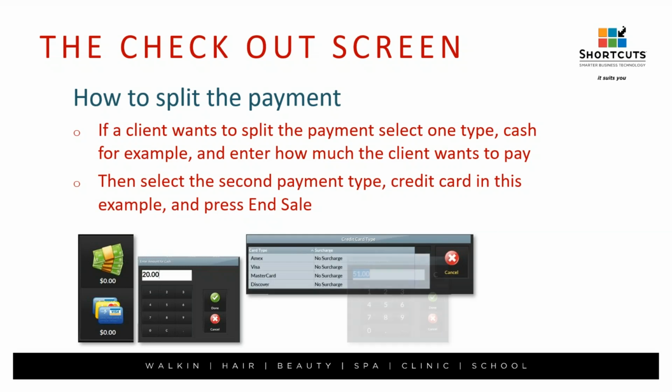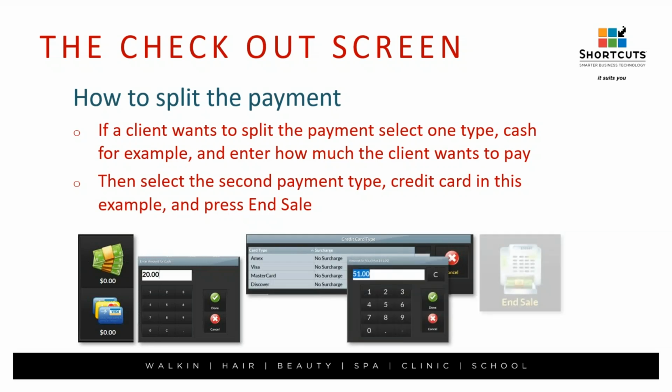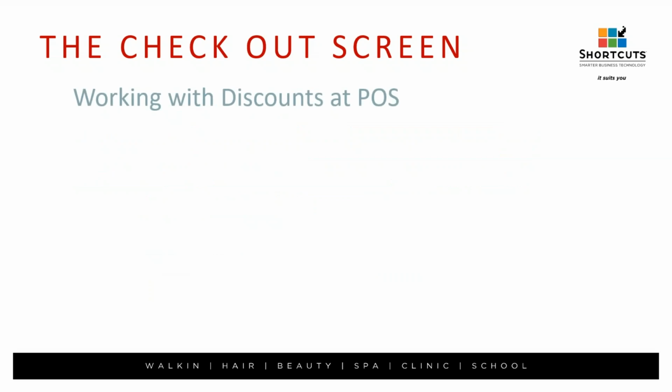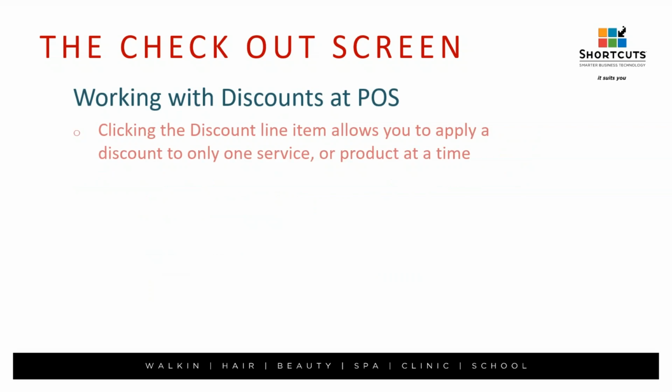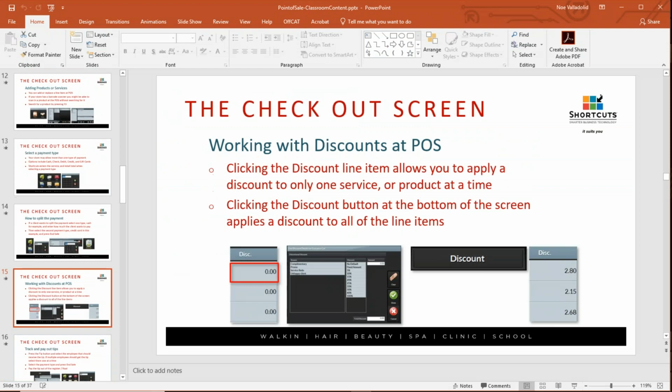It's very simple. In the point of sale, you press whichever payment type, and you tell Shortcuts what the total is, and then you press the second payment type, and again you confirm how much is going on to the second payment type. So let's actually do that. Let's do a split payment and let's see how that works.